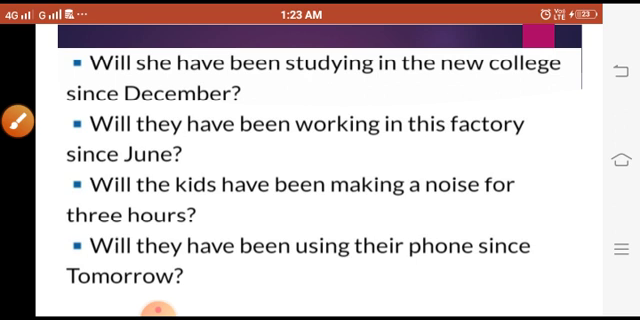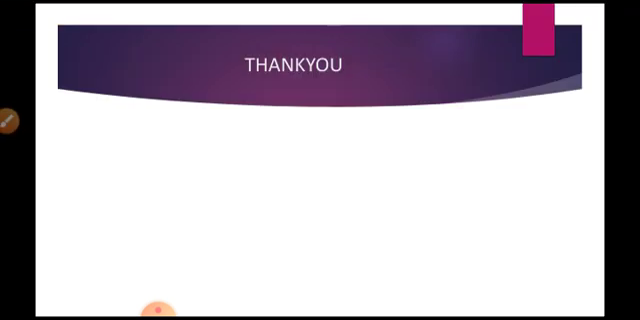Now we have discussed all kinds of the future tense. I hope you understood it well, and I believe that you will practice the rules or the sentence structures of all kinds of sentences.